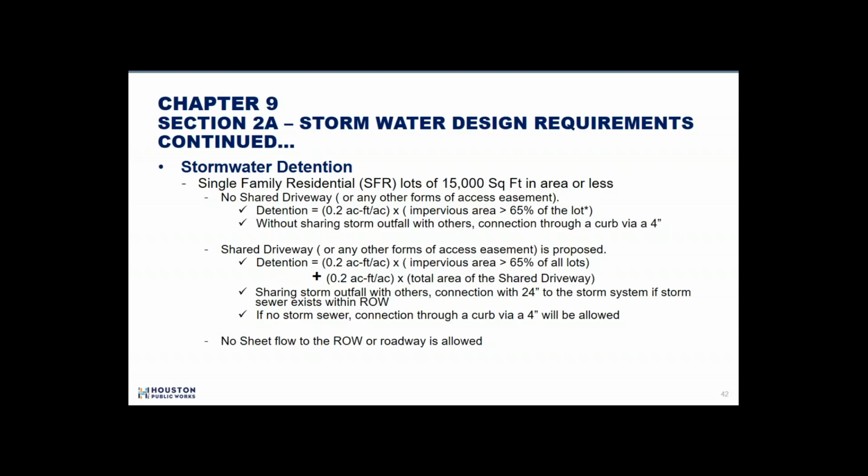So it's a pretty straightforward equation. You're not allowed to sheet flow. You're not going to be allowed to sheet flow to the roadway, even if you are a single-family residential property. You will have to collect it, and then outfall through, and you're going to be allowed to outfall through a 4-inch drain in the curb.